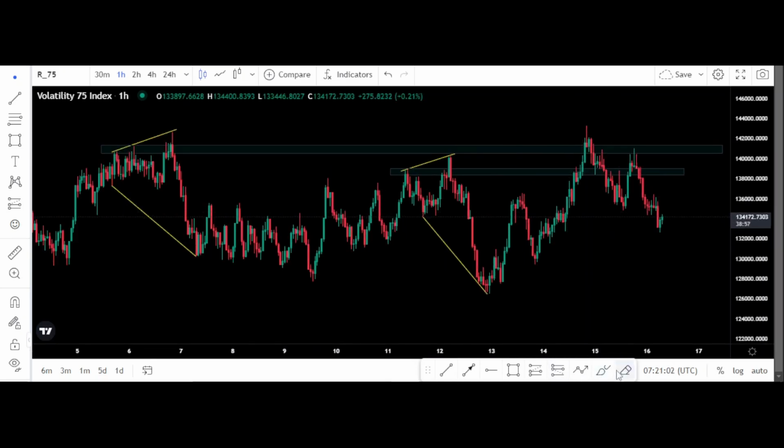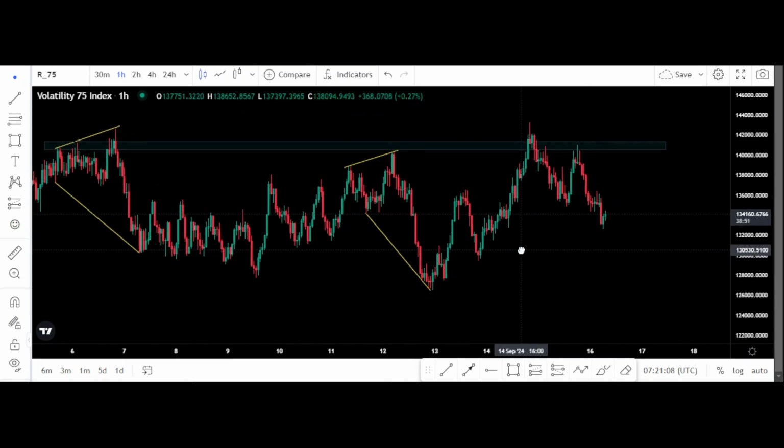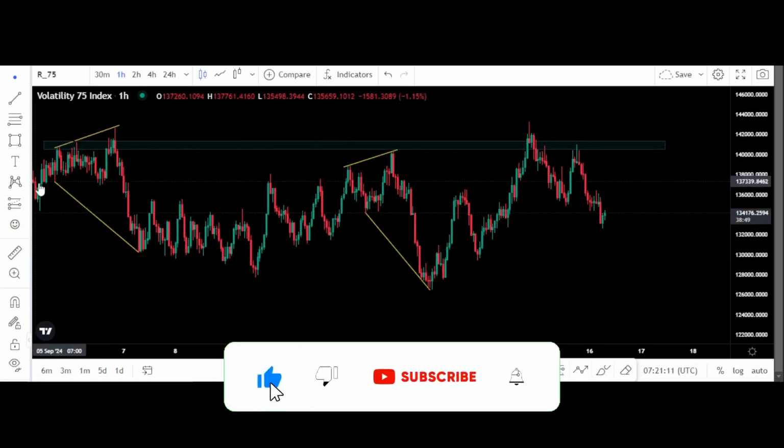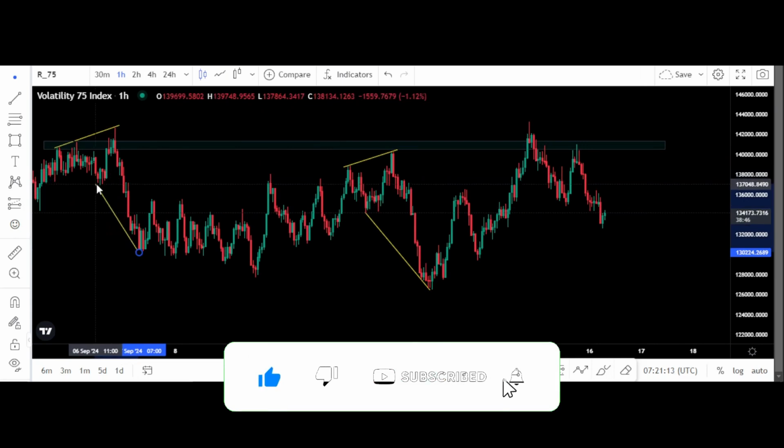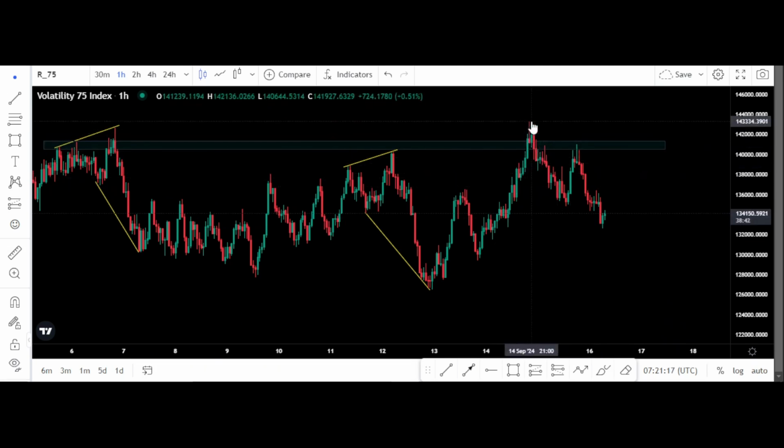So what I did is that I just took this one out. Then now this became my QM level that I was looking forward to trade. Even you can adjust this to here, it doesn't matter. All right, and then what happened? The market tapped that level, got our confirmation, and then it played out.